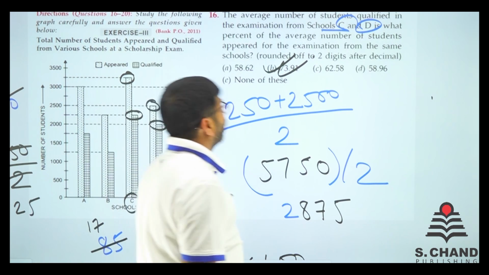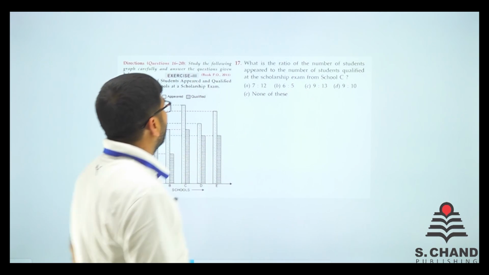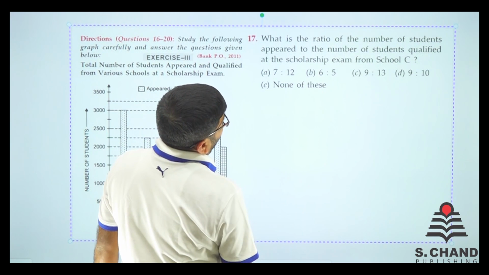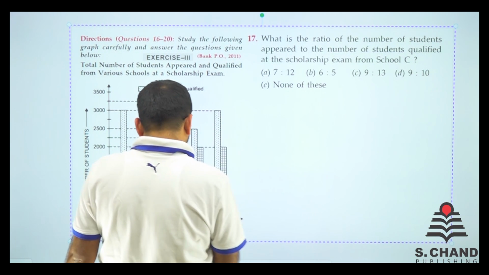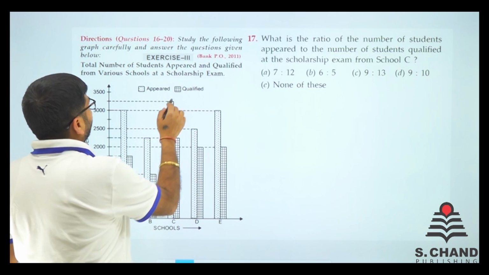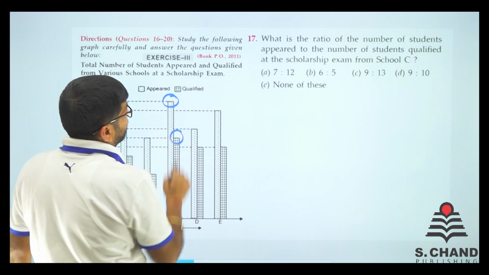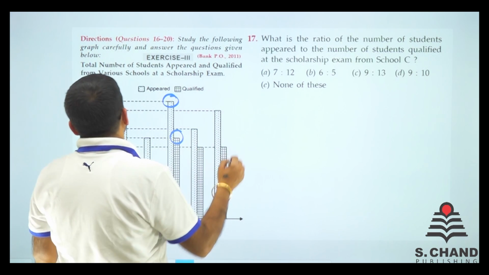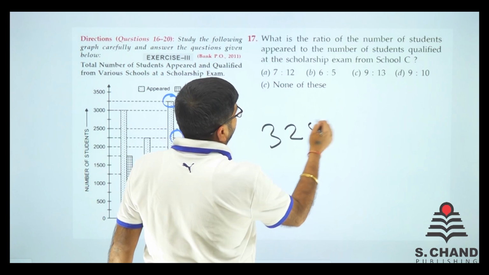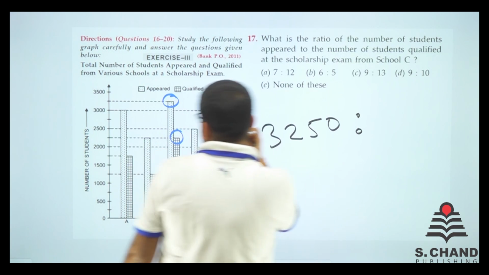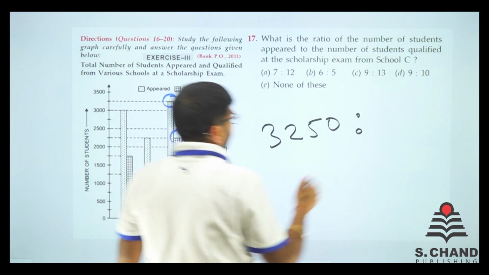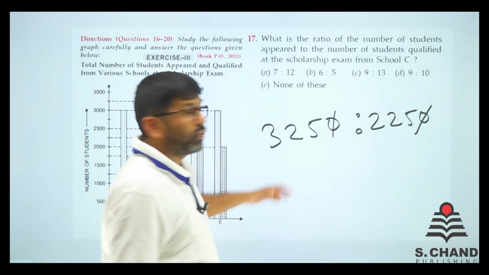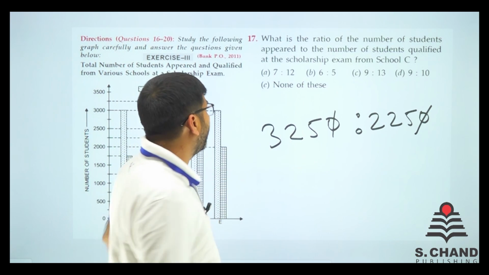Here we go. We go to question number 17 now. What is the ratio of students appeared to the number of students qualified in the exam of school C? So school C, we have this number and this number. So appeared and qualified is that. So appeared is like 3250 and the ratio we need to find out is 2250. So 0 gets cancelled. 325 and 225 just cancel out by 25.